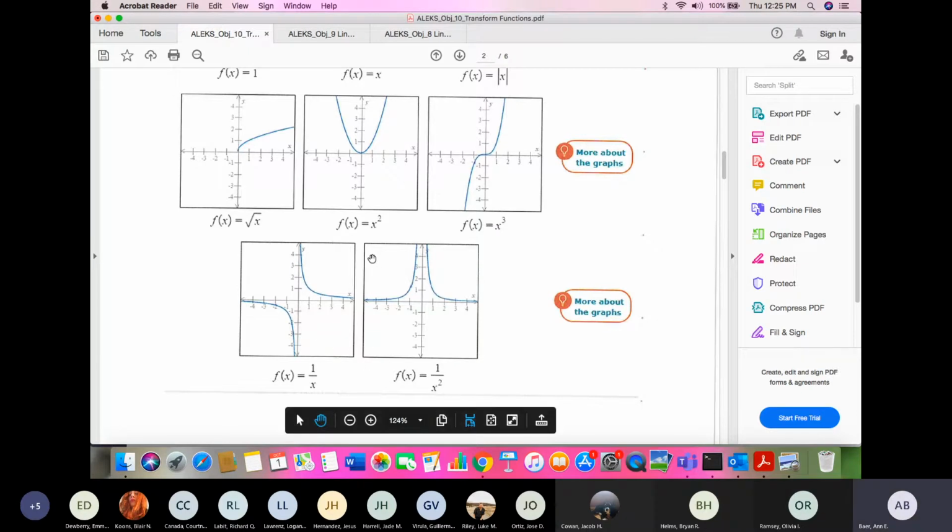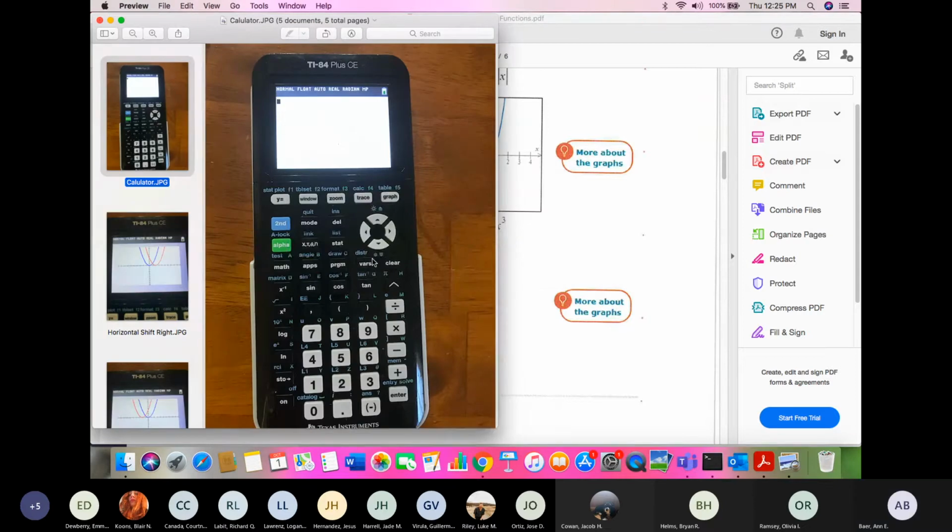So let's go back. Let me get this back here. And let's start with f of x equals the absolute value of x. So where you want to go is y equals. Let's go to y equals first. F of x means the y value at a certain x coordinate. So f of x means y, g of x means y, h of x means y. So we want to go into y equals right here, this button right here.